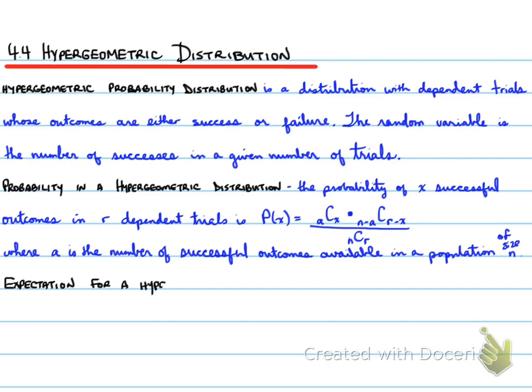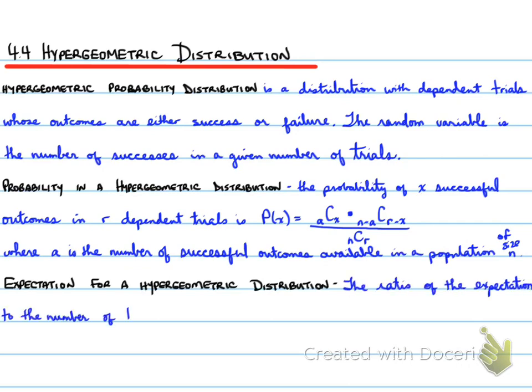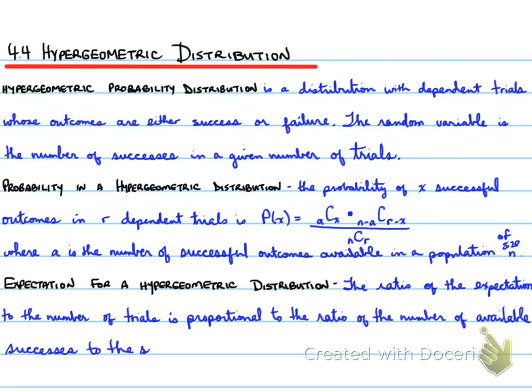Now, the expectation for a hypergeometric distribution: the ratio of the expectation to the number of trials is proportional to the ratio of the number of available successes to the size of the population. So E of X over R is equal to A over N, and you can isolate for E of X to equal R times A over N.